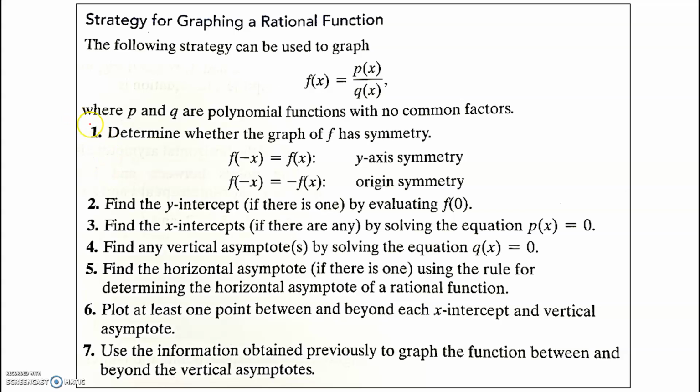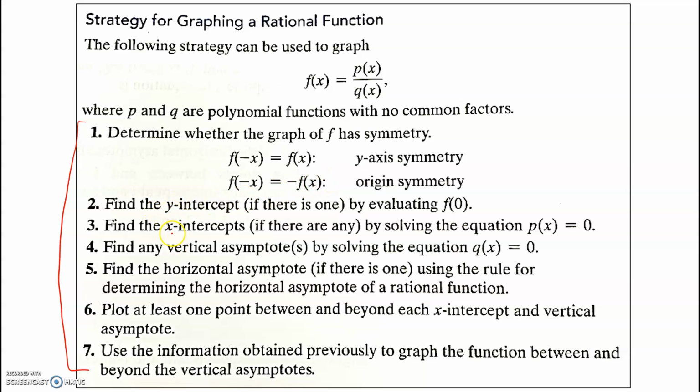So when you hear use the 7 steps for graphing, this is what they're talking about. So this is what we're going to be using. Identify if there's any symmetry in your graph. Again, plug in negative x. If your function's the same, it has y-axis symmetry. If your function's the opposite, you have symmetry at the origin. If neither of those happens, there's no symmetry, which is okay, and that happens.